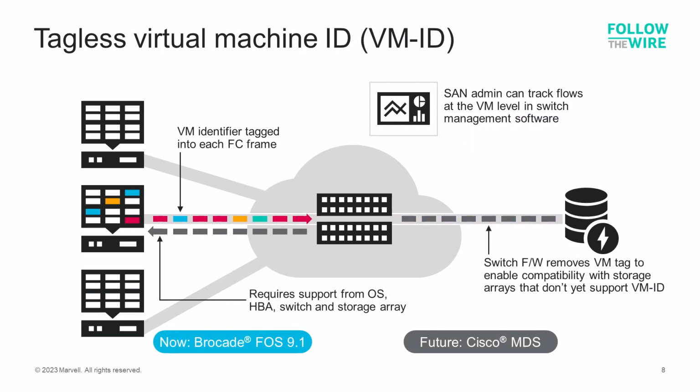To address this issue with storage that doesn't support VMID, the folks at Brocade came up with this concept of tagless Virtual Machine ID. With the tagless approach, the Fibre Channel switch receives the tagged information from the host computer and strips off the VM information before sending it to the storage array. The VM info is available on all the traffic from the host to the switch and allows for visibility of the inbound traffic in this approach. All the data from the switch to the storage and from the storage to the switch is tagless with no VM information available.